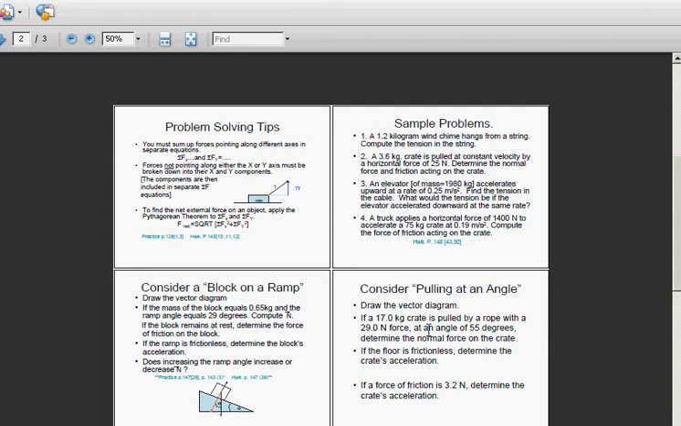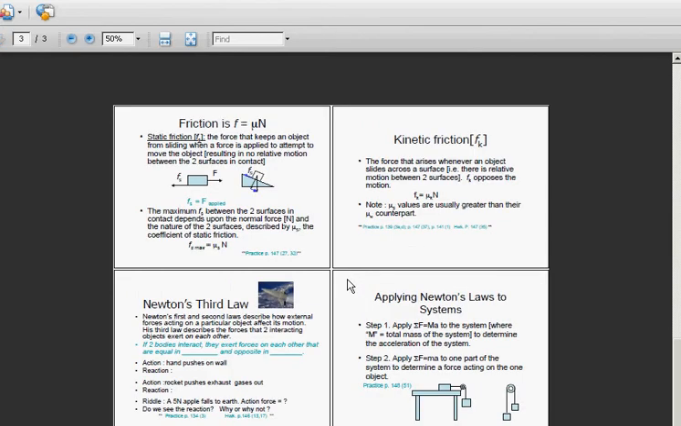It says to find out the normal force. If the floor is frictionless, determine the crate's acceleration. So that says that the constant of friction is 0. So, I mean, I think you can understand that. If not, let me know. I'll help you out.